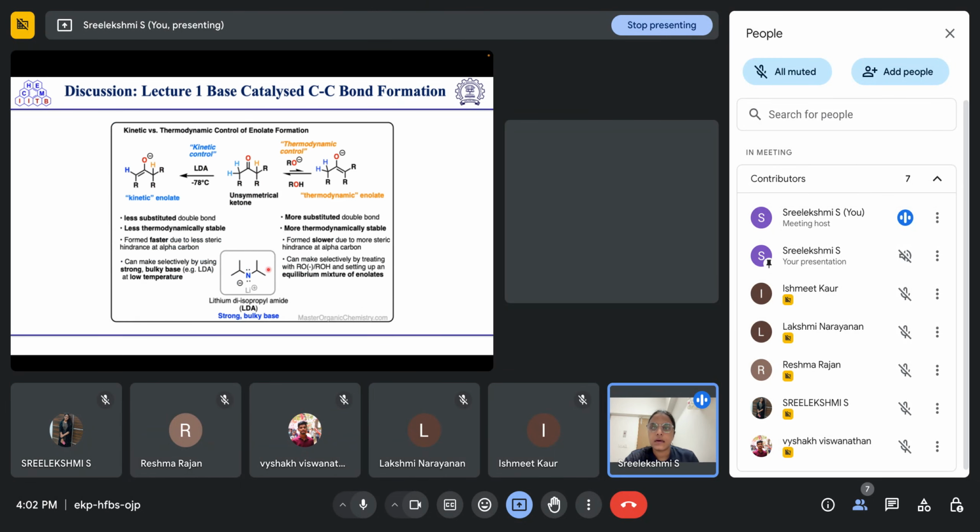Then we have also seen the difference between kinetic enolate and thermodynamic enolate. Kinetic enolate is formed by using strong bases like LDA, at lower temperature and in short reaction time. Kinetic enolate means the base abstracts a proton from the less sterically hindered position. In the case of thermodynamic enolate, we use a weak base, and it needs higher temperature and longer reaction time, and it forms a more stable enolate compared to the kinetic enolate. Then we have also seen the diastereoselectivity of the aldol reaction.